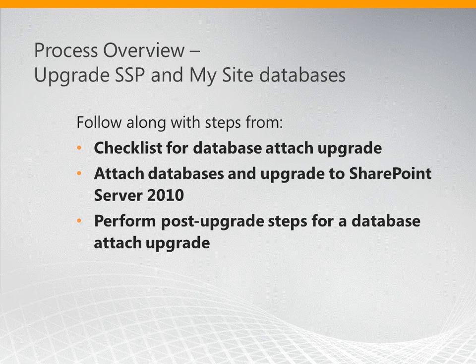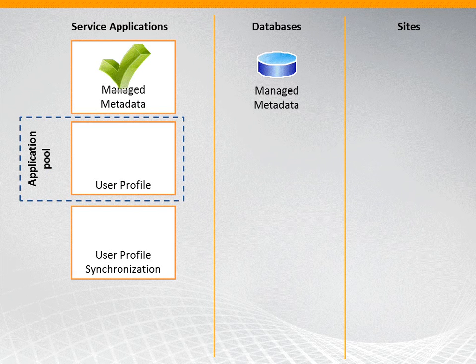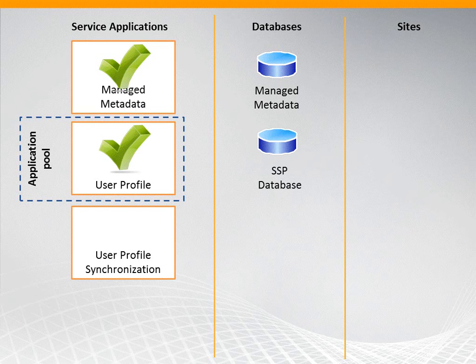The process for upgrading the SSP database and My Sites has a lot of steps, so I'll start with an overview of the process and then demo the steps. To upgrade, first I need to set up the application pool for the user profile service. Then, make sure that the managed metadata service is created and running. When you create the metadata service, it creates a new managed metadata database as well. Next, I turn on the user profile service and upgrade the SSP database.